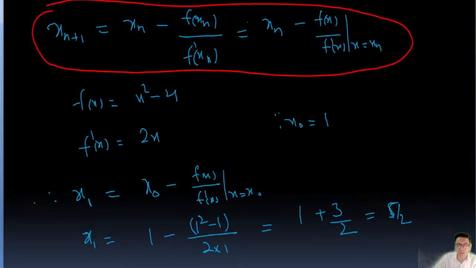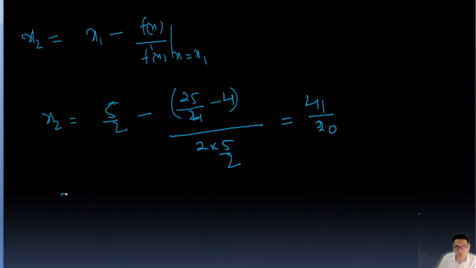Now we'll find x2. x2 is going to be x square minus 4, meaning 25 by 4 minus 4, right? Because f(x) value is this. So we have got x2, that is x2 after second iteration, right? This is 41 upon 20, right?